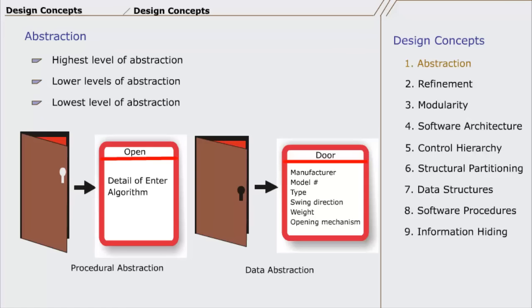The figure on your screen defines a data abstraction door that encompasses a set of attributes that describes the door. The procedural abstraction open, shown in the figure, makes use of attributes contained in data abstraction door.